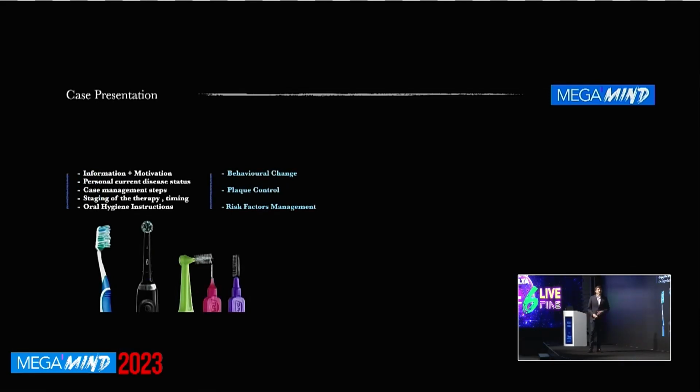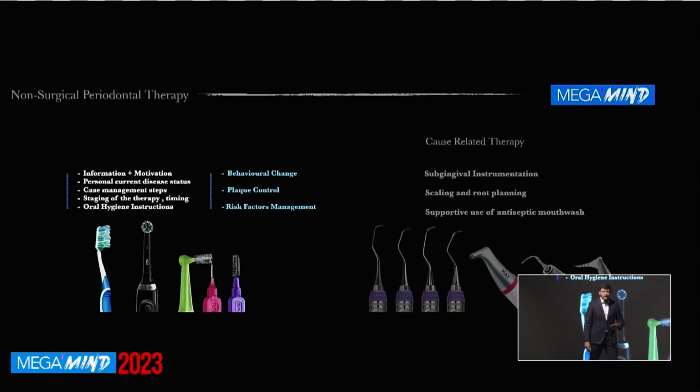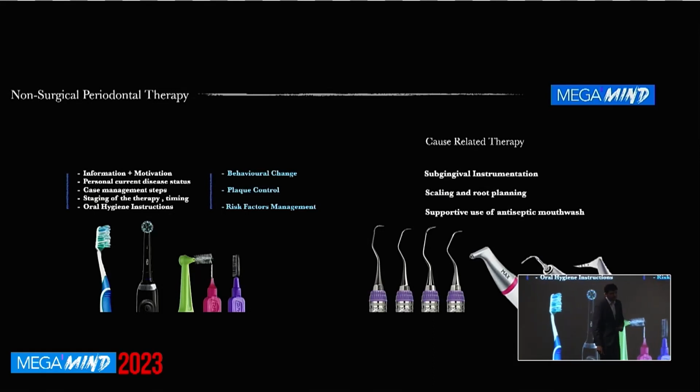So we start with the case presentation. At this stage, we inform and motivate our patient about the need and importance of oral hygiene and plaque control. Next, we move on to the cause-related therapy with subgingival instrumentation, with scaling and root planing, with the aid of ultrasonic devices and curettes.